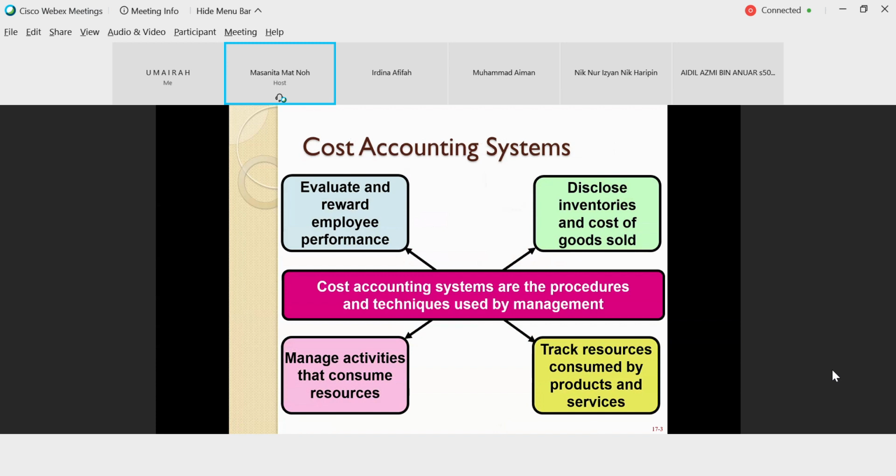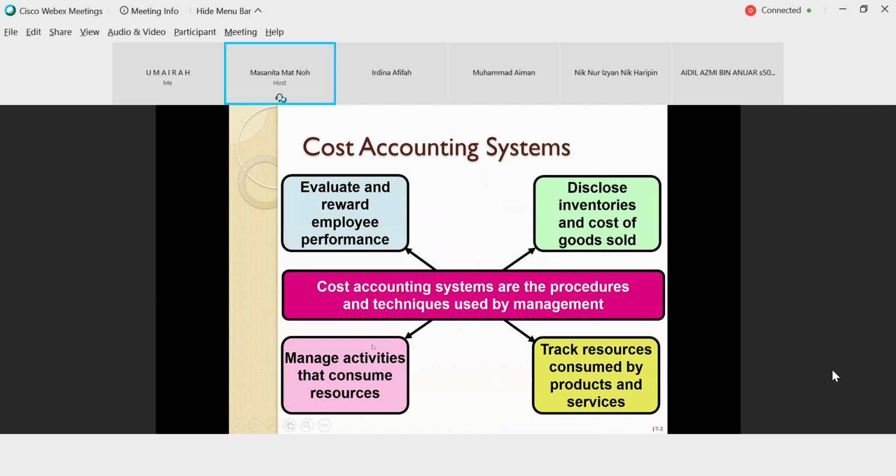Okay, they need to know what resources that they have and what resources that they need to have. Okay, and then they must be able to track the usage of all these resources. Okay, track resources consumed by the products and services. And then yes, disclose the inventories and cost of goods sold. Okay, from here lah, maksudnya daripada sini bila you tahu how much is your resources being used, okay, barulah you boleh disclose, barulah you boleh nyatakan, okay, the inventories and also the COGS.